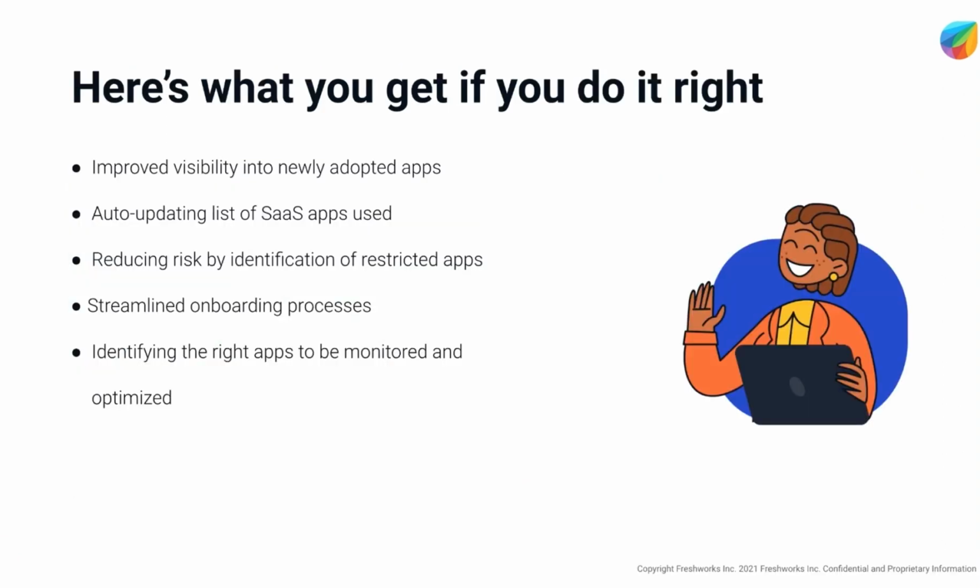And here's what you get if you do it right. You will have improved visibility into all your newly adopted apps by having an auto-updating list of all the SaaS applications used. When you have a continuous discovery process in place, you will get real-time information about all the new applications that are creeping into your ecosystem. Thereby you can also reduce risk by identifying restricted apps way in advance.